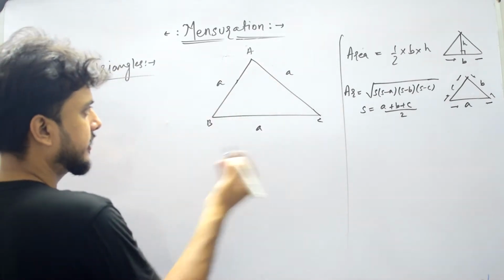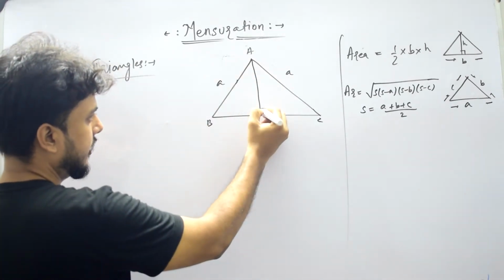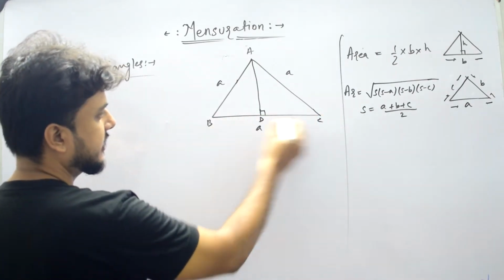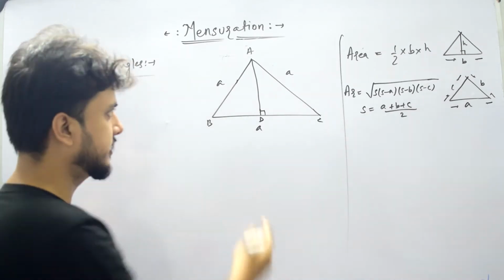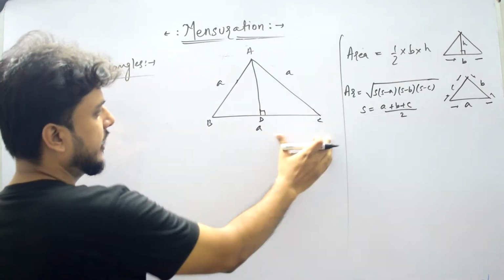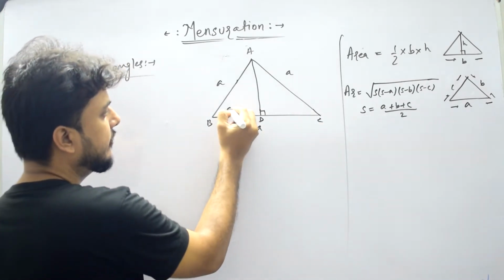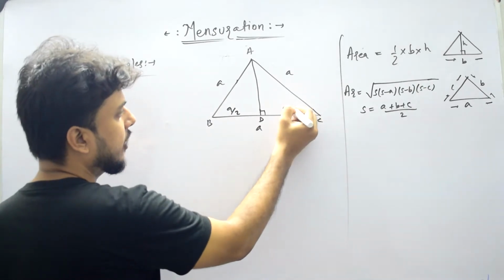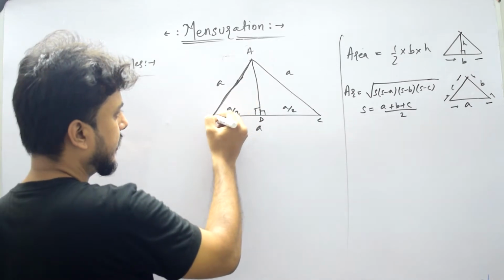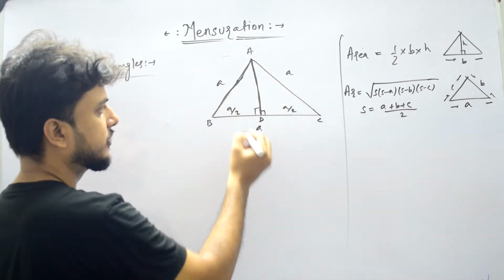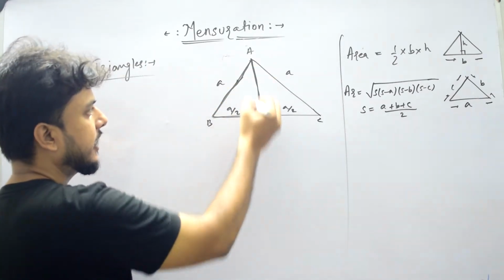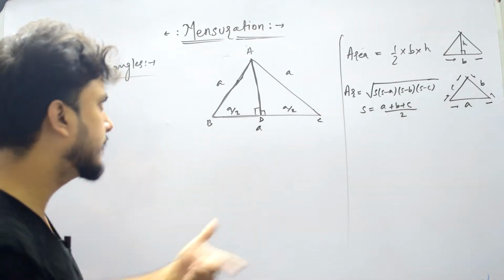For that method we have to draw a perpendicular. In an equilateral triangle the perpendicular bisects the side. We can prove it by congruency: this triangle and this triangle are congruent, so BD and DC are equal by CPCT. If the total length is A, then BD will be A by 2 and DC will also be A by 2. Now we have a right angle triangle, in which A is the hypotenuse. This is one of the sides, and now we have to find the perpendicular AD by Pythagoras theorem.